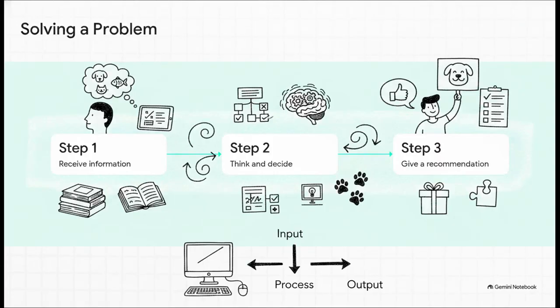And this little scenario brilliantly illustrates our core concept. To solve the problem of picking a pet, you went through 3 distinct steps. Step 1, you received information. Step 2, you thought about it and made a decision based on those constraints. And step 3, you gave your recommendation. Well, guess what? A computer relies on this exact same 3-step process.